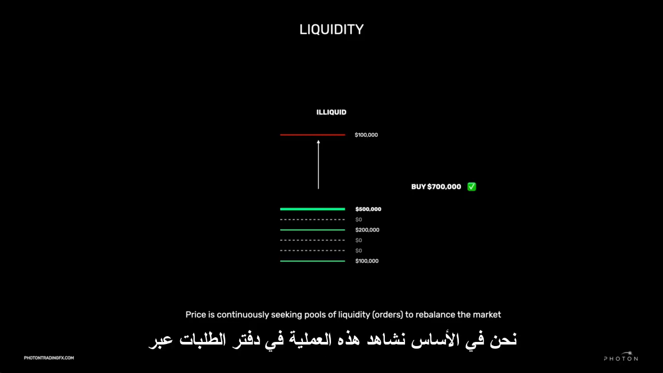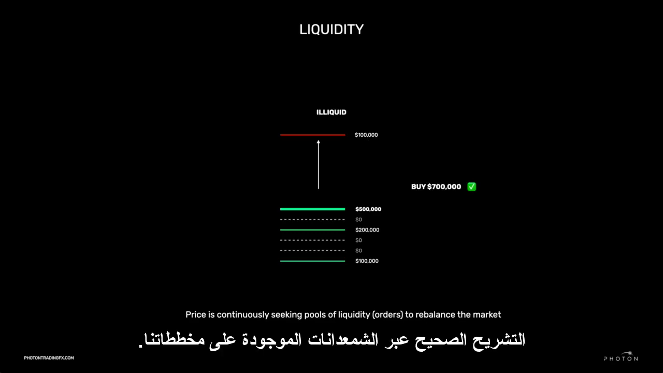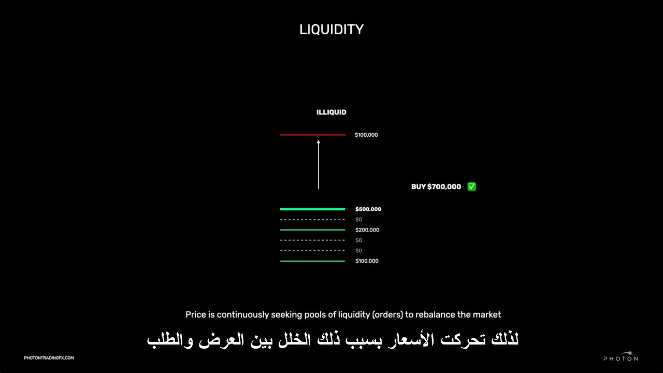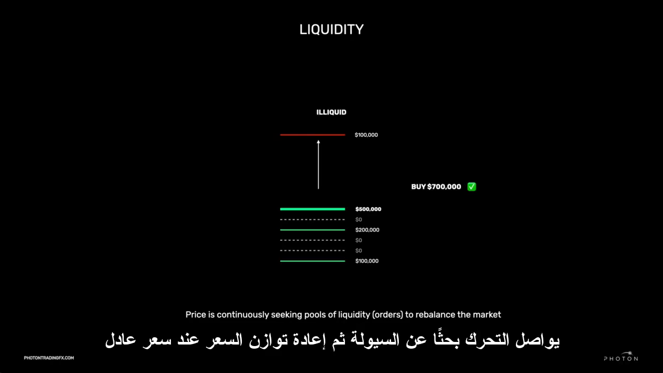We're essentially just viewing this process on the order book via the price action, right? Via the candlesticks on our charts. So price is moved by that imbalance between supply and demand, and it keeps moving to seek liquidity to then rebalance price at a fair value.